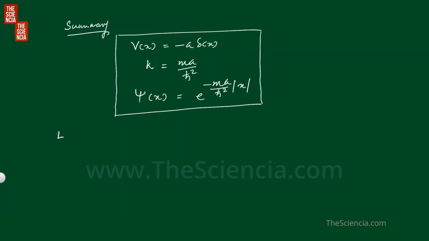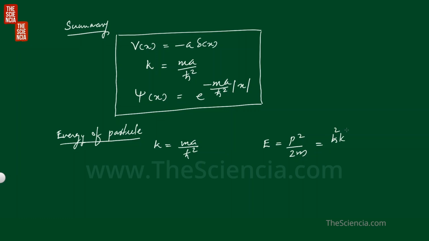Now we want to find out the energy of the particle in the Dirac delta potential. We got the wave function, so the particle in that wave function will have certain energy. And what will be the energy? We know this k value, that is k is equal to ma by h cross square, and we know the energy equation E is equal to p square by 2m, where p is equal to h cut k, that is h cut square k square by 2m. That is, E is equal to h cut square by 2m into k square.